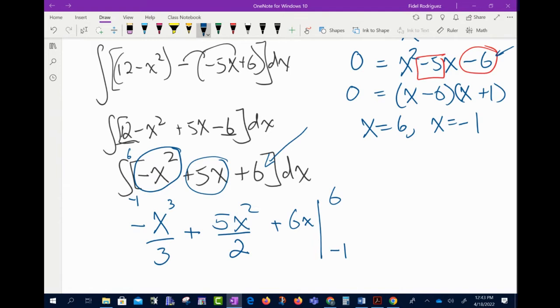So remember, indefinite integrals, y'all, we do have to use the constant of integration. Indefinite integrals, we need to use the constant of integration. Definite integrals, we don't have them, right? Because they're going to cancel each other out anyway.